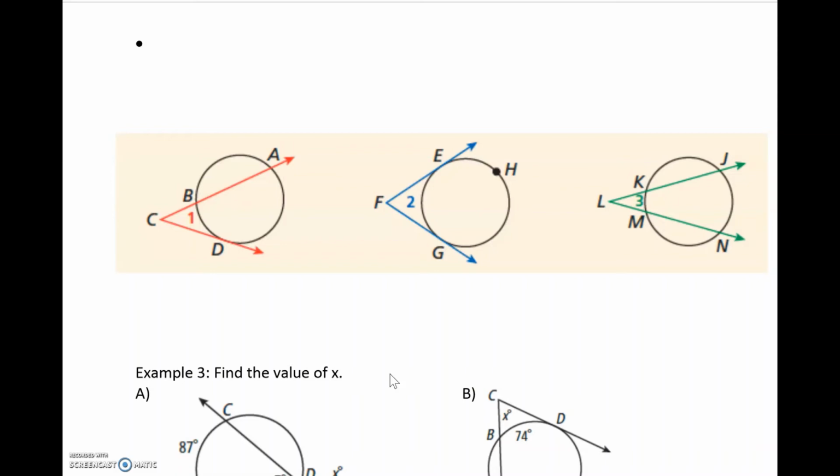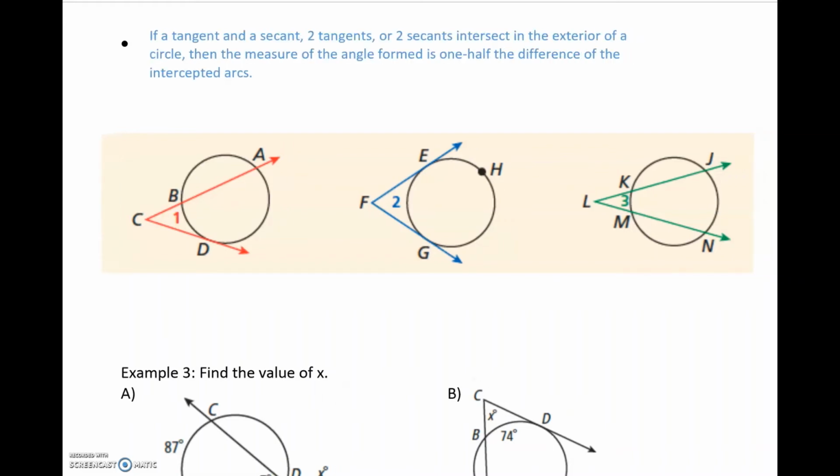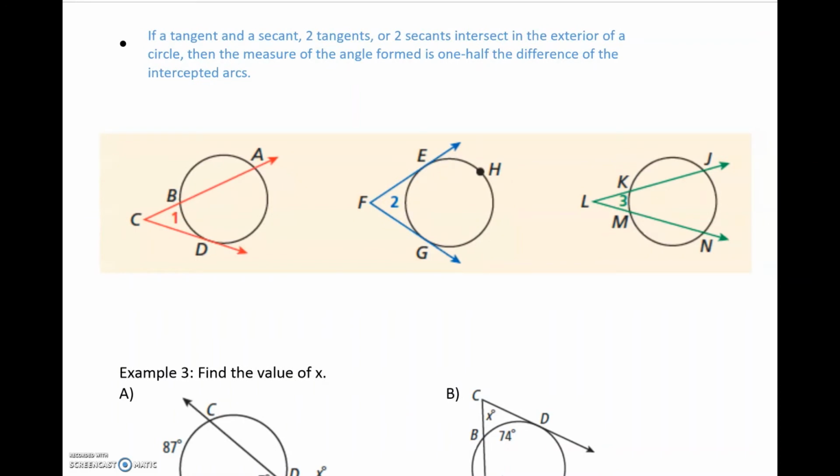So now what's this relationship? It says that basically if a tangent and a secant, 2 tangents or 2 secants intersect in the exterior of a circle, then the measure of the angle formed by it is 1/2 the difference of the intercepted arcs. So let me go ahead and jot that down. All right, so once again, basically if we have two segments or lines intersecting outside of our circle, and those happen to be two tangents, two secants, or a secant and a tangent, then the measure of the angle formed is going to be 1/2 the difference of the intercepted arcs.